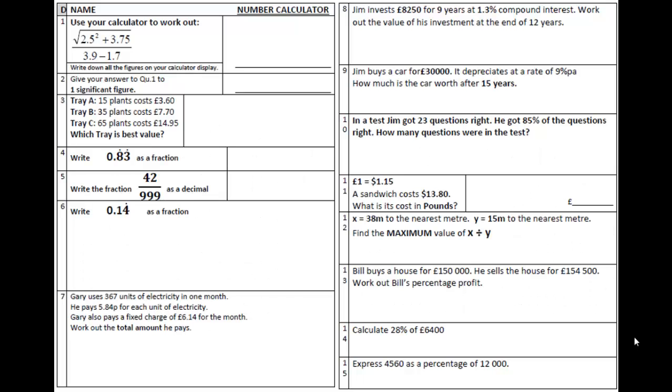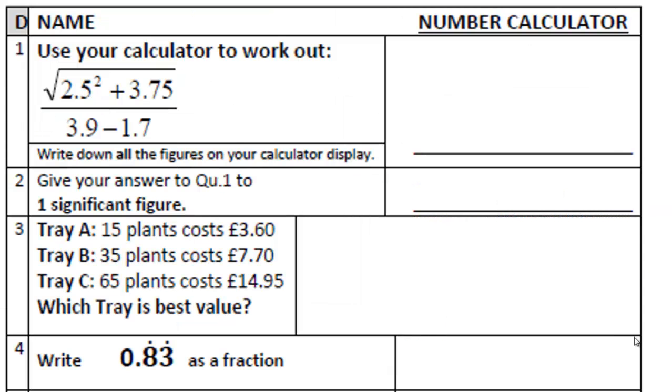This is the number calculator set D worksheet. By now you should have done set A, set B, and set C, and you're looking at set D. Make sure you have this in front of you. You have a calculator with you. Okay, question number 1. Use your calculator to work out that.